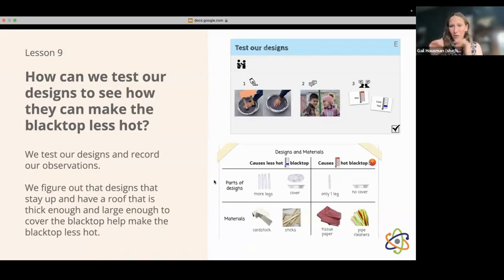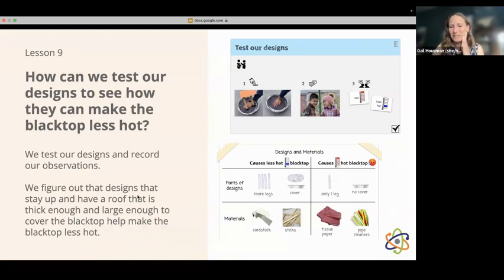We do some figuring out. When the kids come back in, they start to do some combining of ideas. You see that chart there that's like, these are the things that we thought caused less hot blacktop, and these are the things that we thought caused hot blacktop. So we start to think about what worked and what didn't work here in lesson 9.